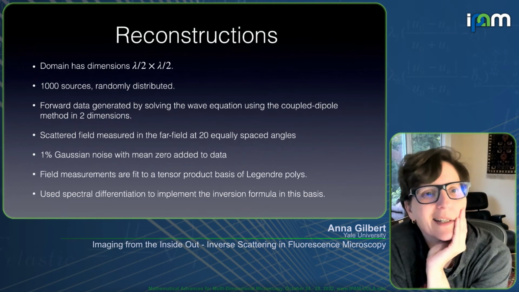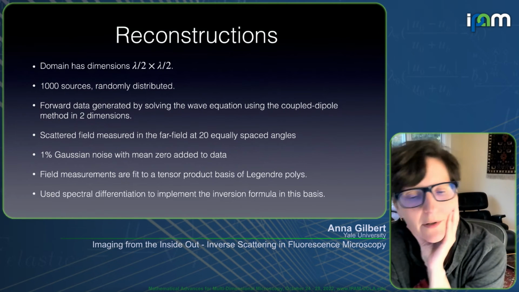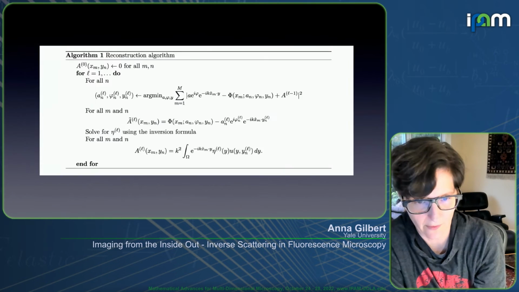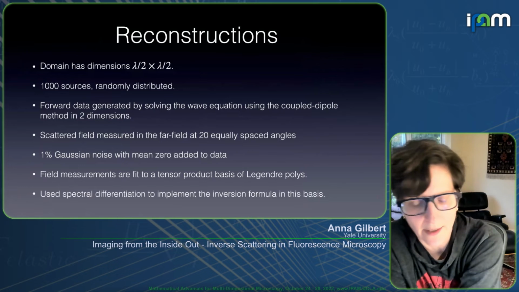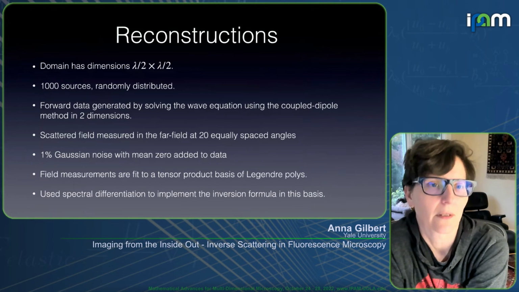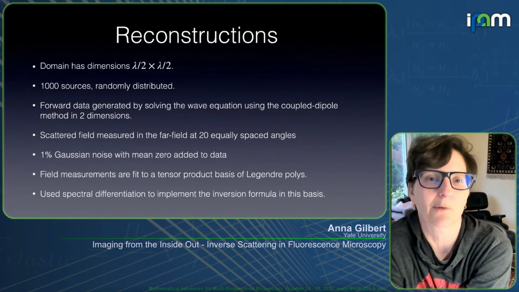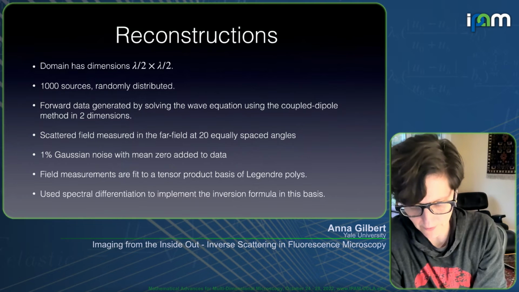And we decompose the field measurements, or fit them to a tensor product basis of Legendre polynomials, which is why you get these funny artifacts there. This also allows us to use spectral differentiation so as to implement the inversion formula. So that's why we used this.